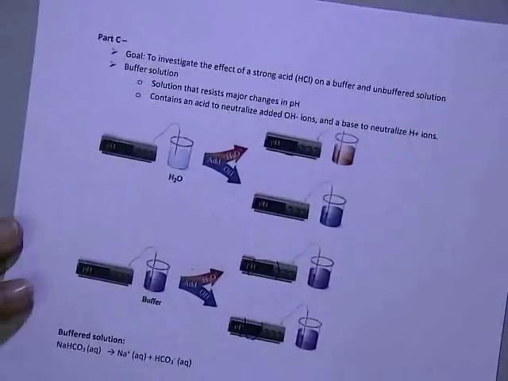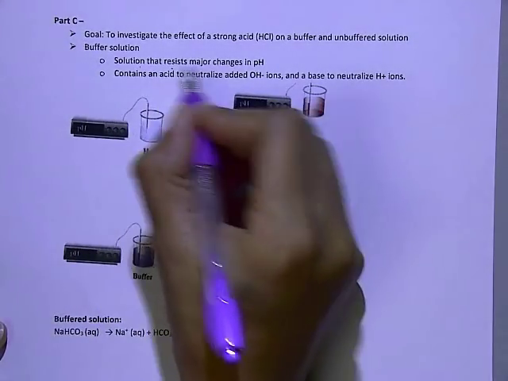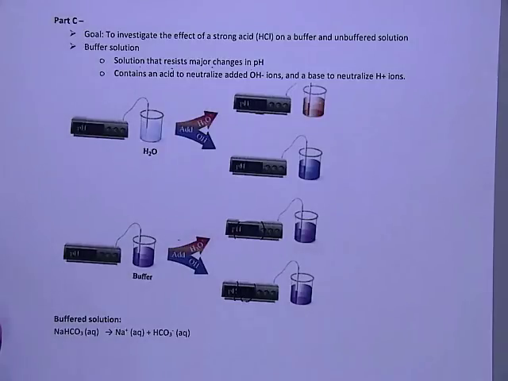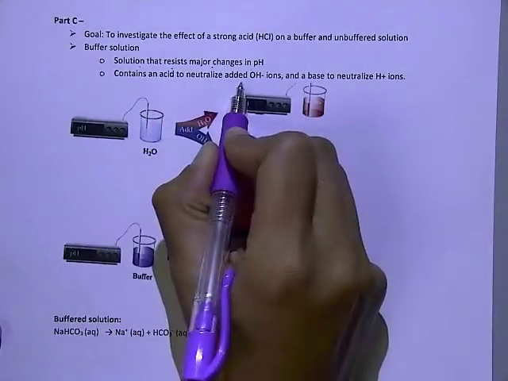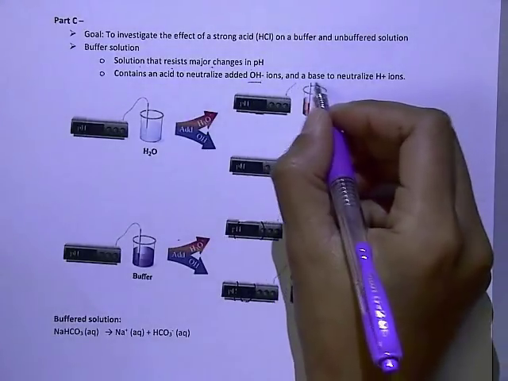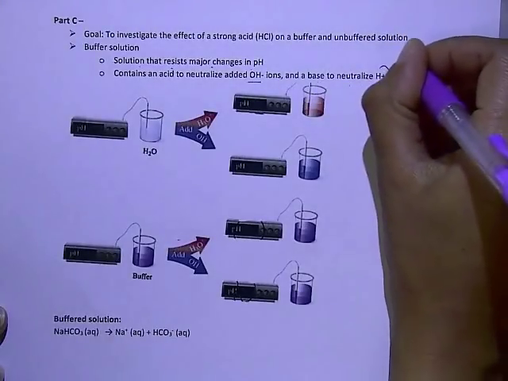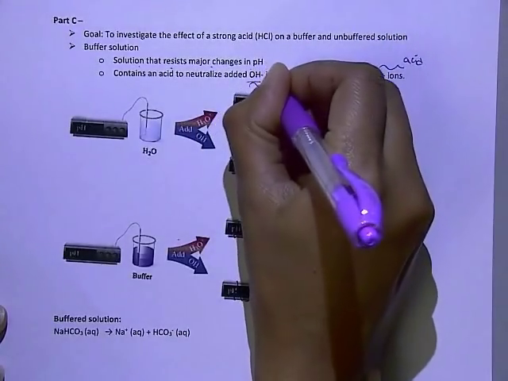Part C is a really fun part of the experiment because you get to investigate what the effect of a strong acid has on a buffer versus an unbuffered solution. Some of you might have heard the term buffer before, but if you haven't, a buffer solution is basically any solution that resists major changes in pH. And the way it does that, it contains an acid to neutralize any OH ions that you add, so right away it neutralizes it, or it contains a base that neutralizes any hydrogen ions that could be added. Hydrogen ions are added from an acid, OH ions are added if you add a base.